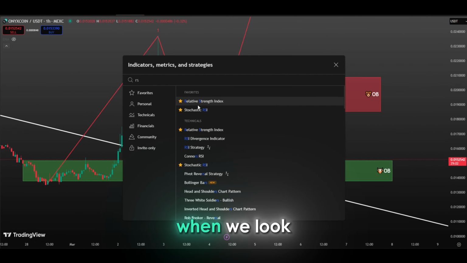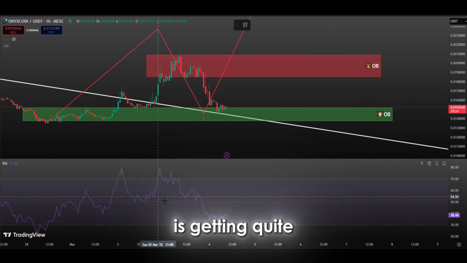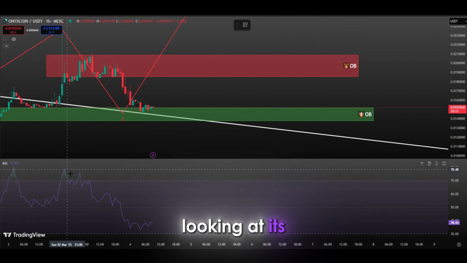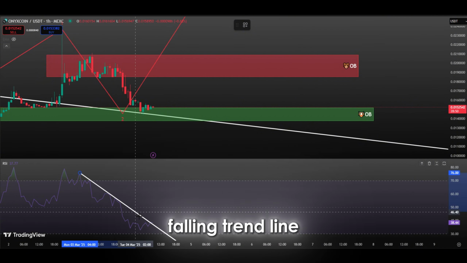the price. When we look at the RSI indicator, we see that there is a long-standing downtrend and the RSI is getting quite close to this trend line. Looking at its current movement, one gets the impression that the RSI is about to break this falling trend line.